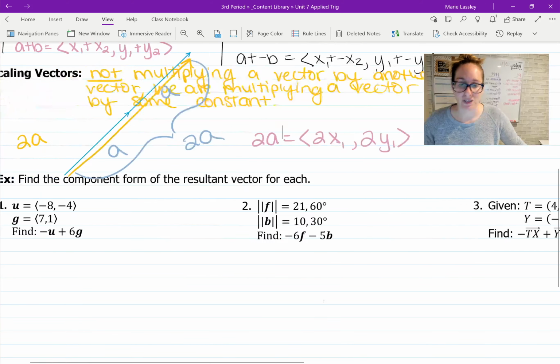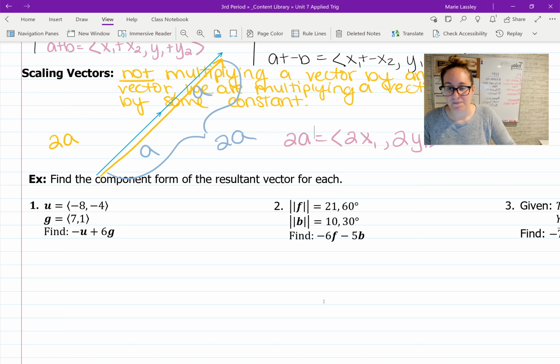So for the first one, since we're already in component form, we just need to do what it tells us. It says, find negative u plus 6g. So first off, I know I kind of skipped the instructions.